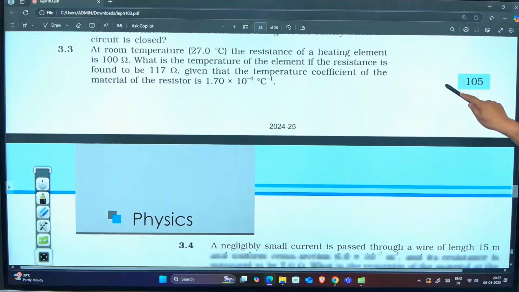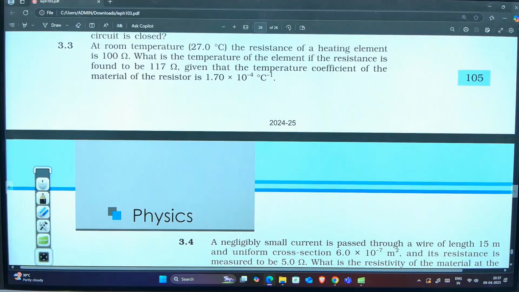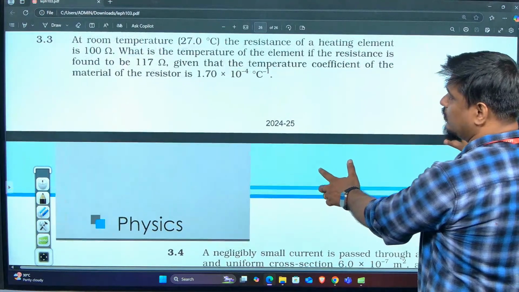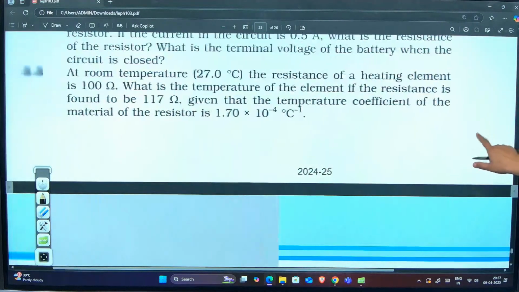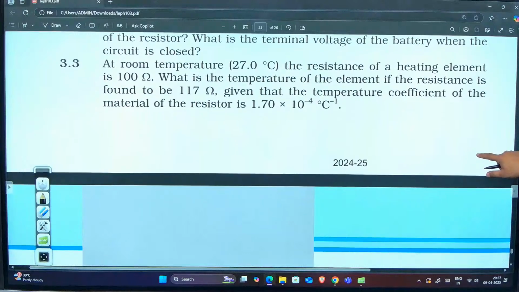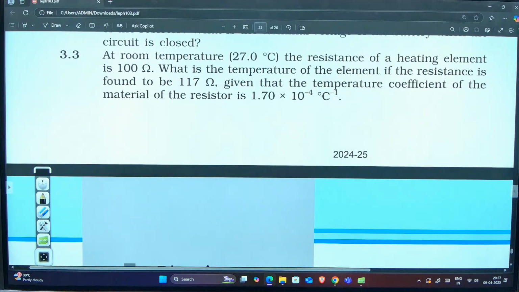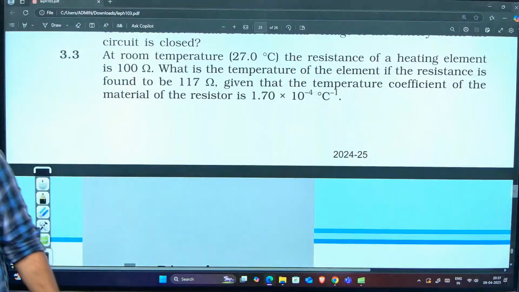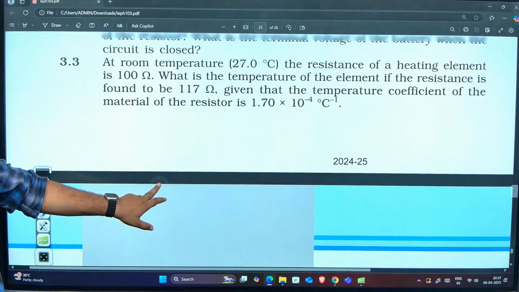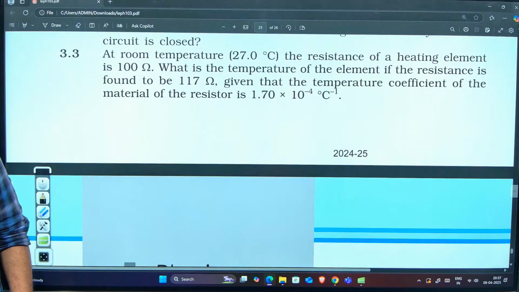Question number 3.3. Those who have a book can use their books. Those who do not have books can use this screen also. 3.3. Fast. Simple question only. I hope all of you are able to see the screen. Question number 3.3.